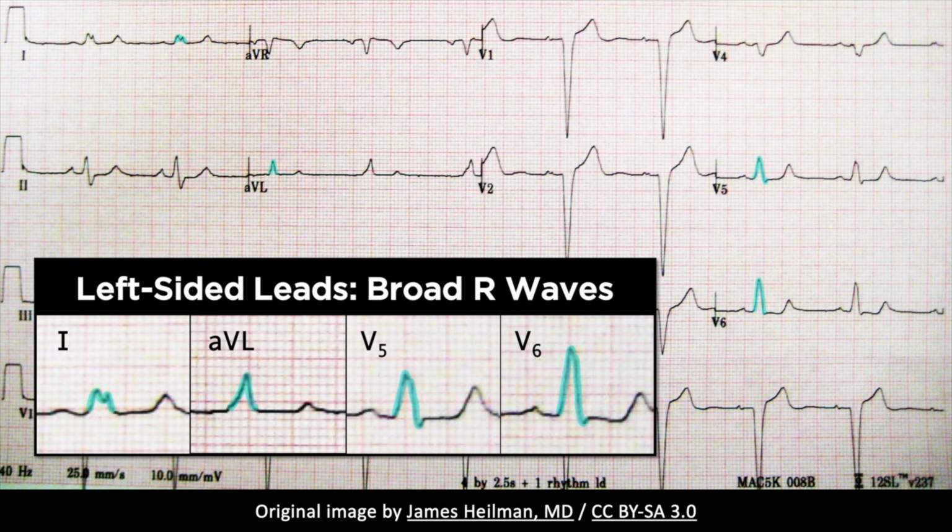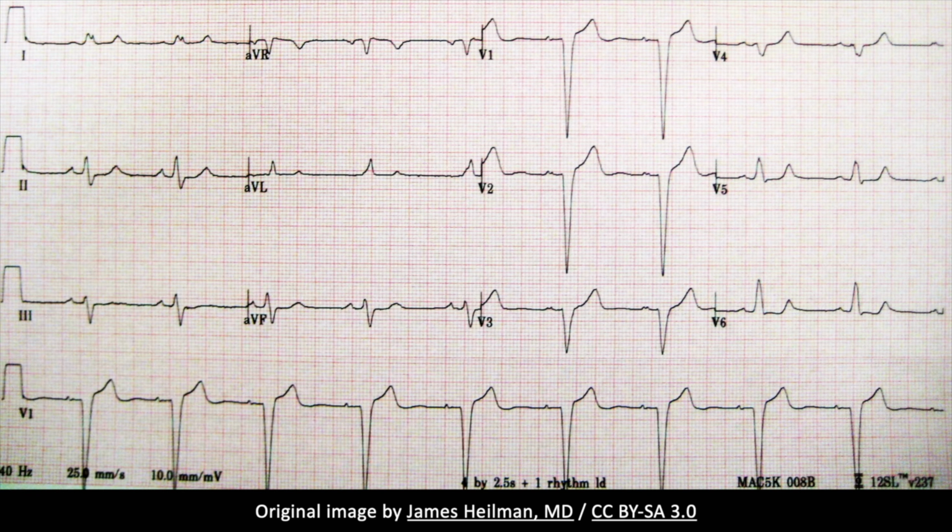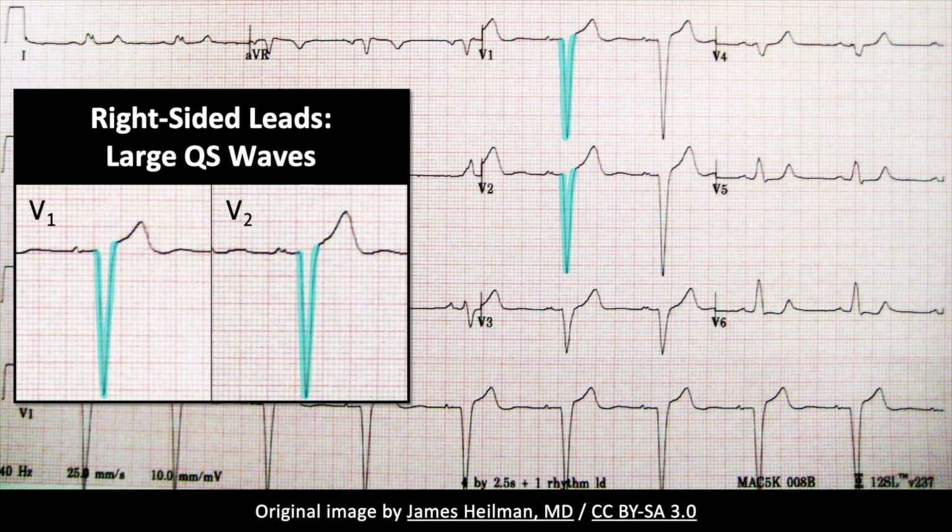The morphology of QRS complexes can also provide important clues. The QRS complexes in left-sided leads have a large positive deflection, which can be monophasic or have a notch. However, if Q waves are present in leads 1, V5, and V6, then consider the possibility of myocardial ischemia or infarction. The QRS complexes in right-sided leads consist of a deep and wide negative deflection.